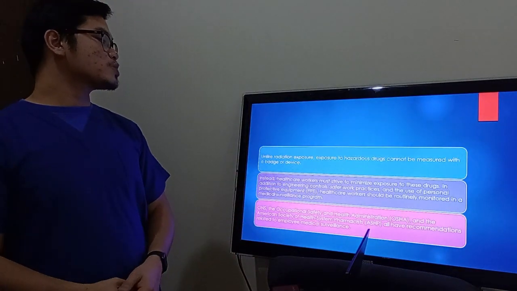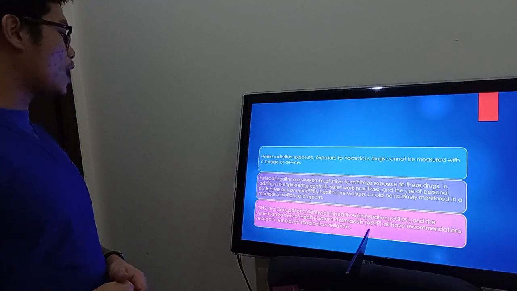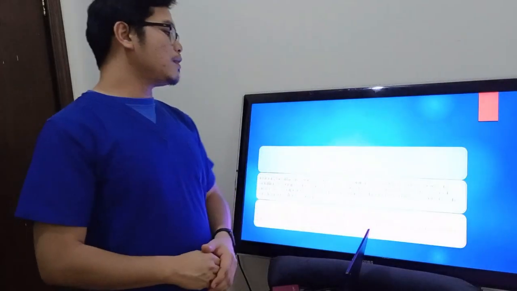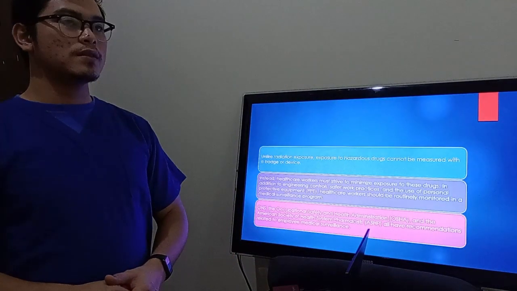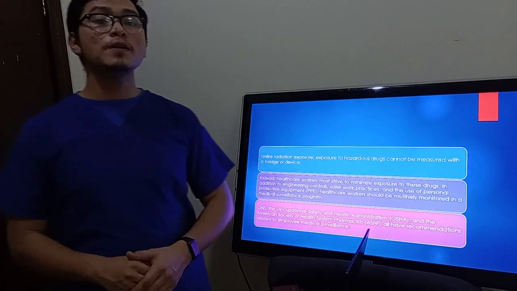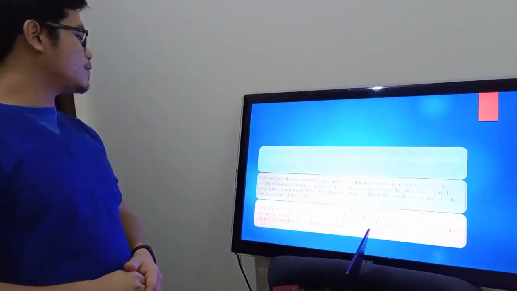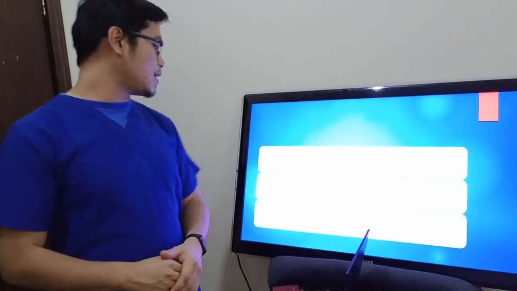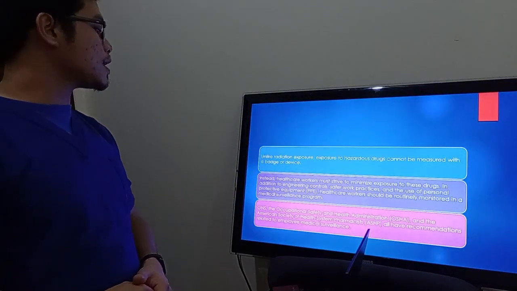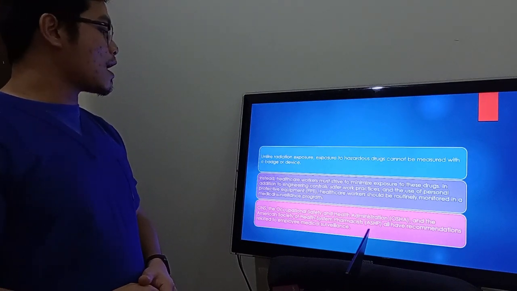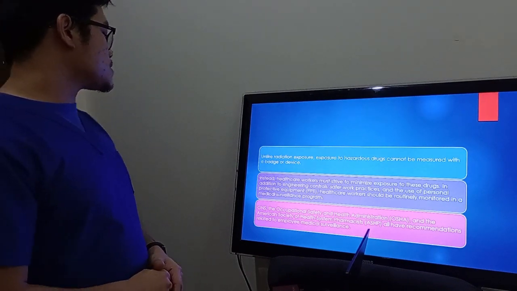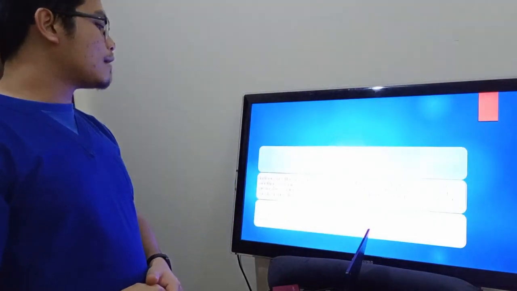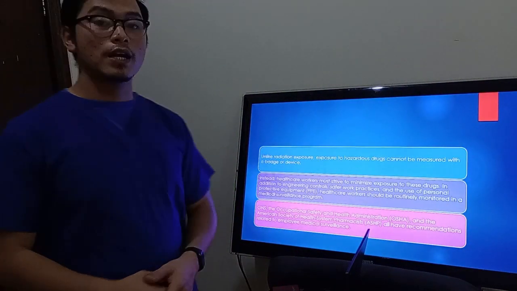Instead, healthcare workers must strive to minimize exposure to this drug, in addition to engineering controls, safe work practices, and the use of personal protective equipment. Then healthcare workers should be routinely monitored in a medical surveillance program. The Oncology Nursing Society (ONS), the Occupational Safety and Health Administration (OSHA), and the American Society of Health-System Pharmacists (ASHP) all have recommendations related to employee medical surveillance.